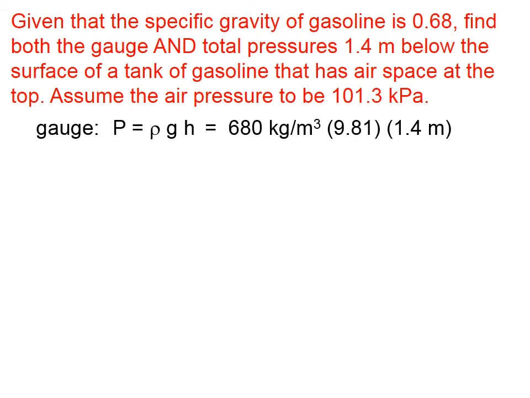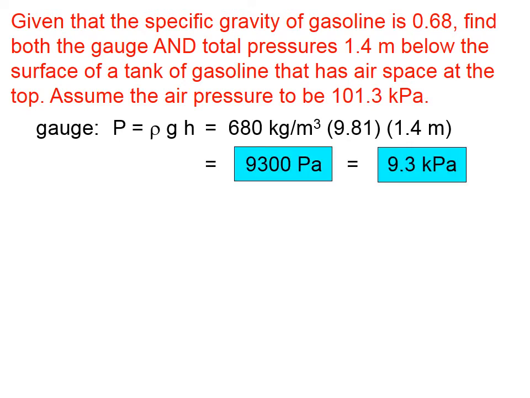G is 9.81. We're going to assume that we're on Earth unless we're told otherwise. And the depth is 1.4 meters below the surface, so the gauge pressure is about 9,300 pascals, which is equal to 9.3 kilopascals. I trust you could make that conversion.